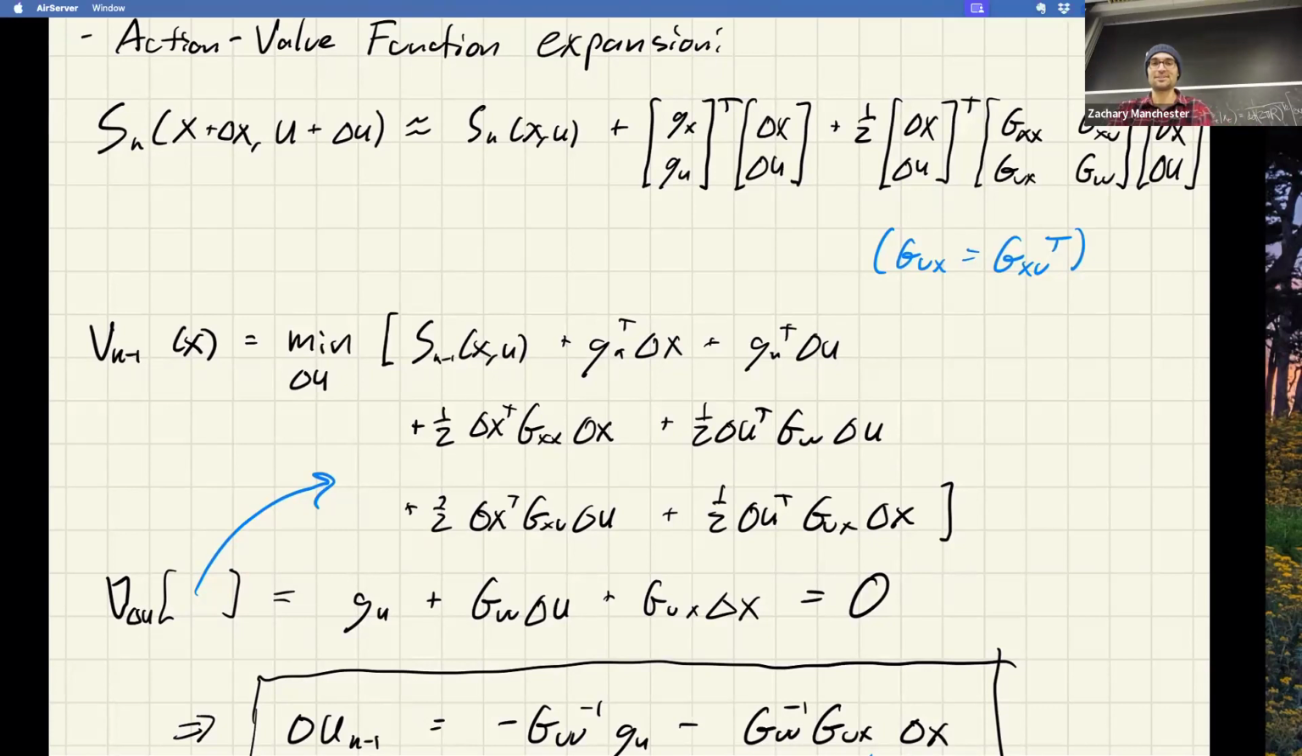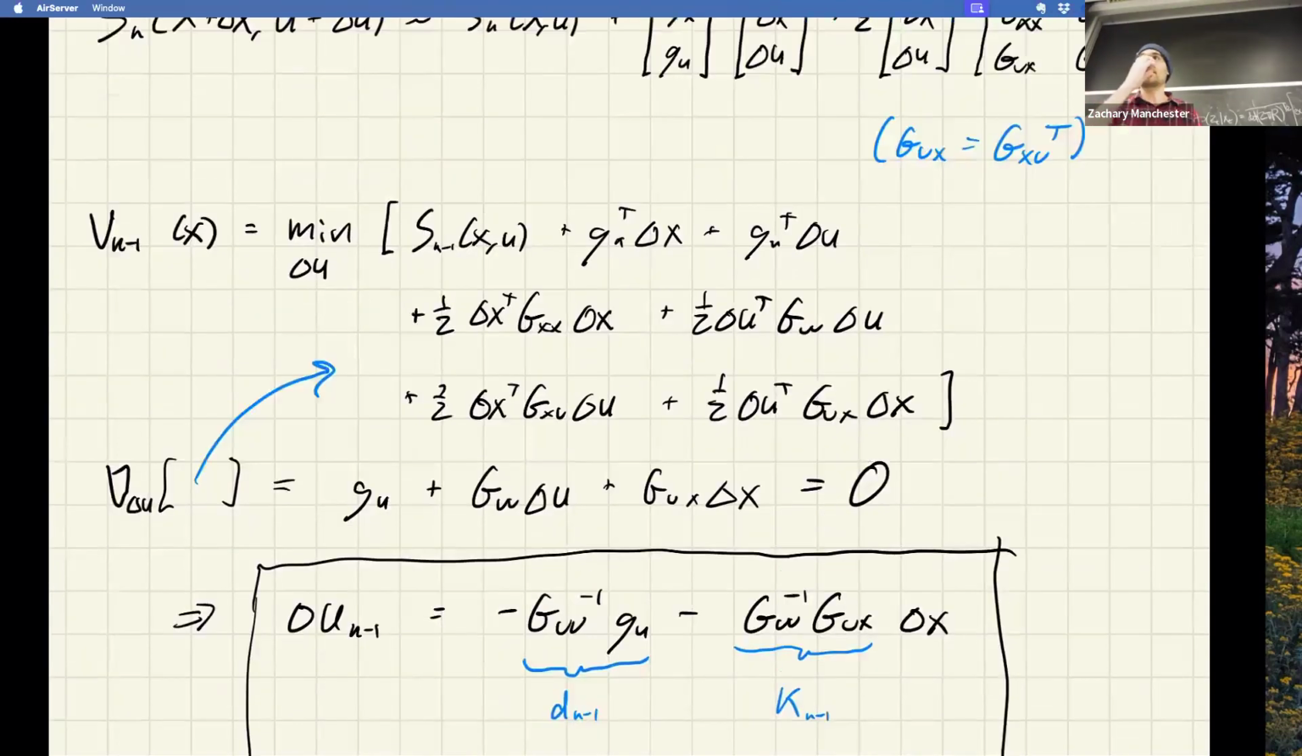Okay, so deep breath. That was a lot of math. The basic idea though is it looks very much like your backward Riccati situation. It's just got this extra set of terms now.